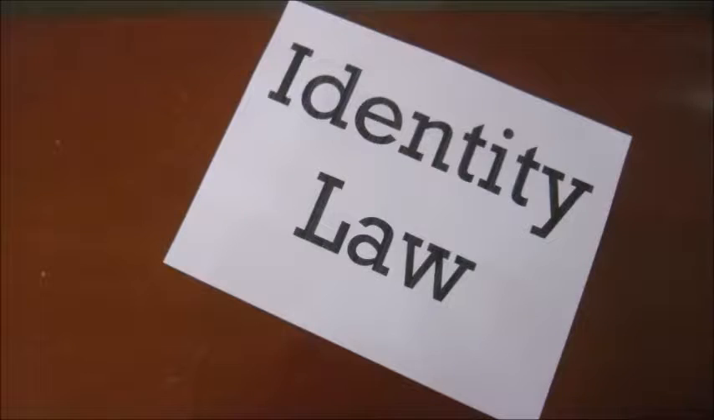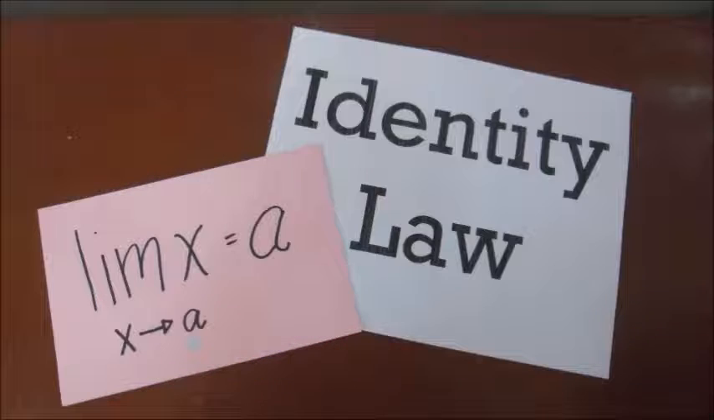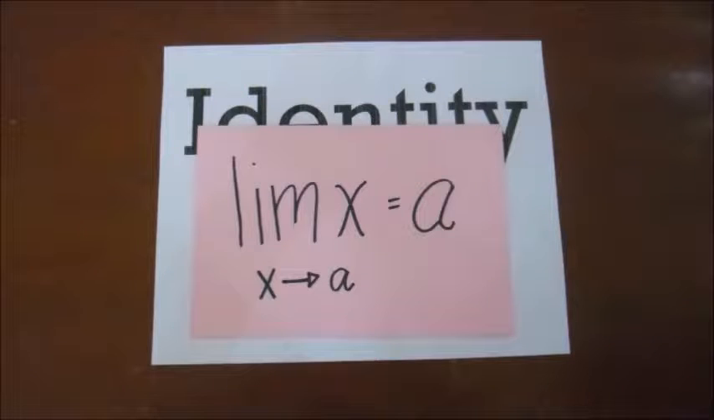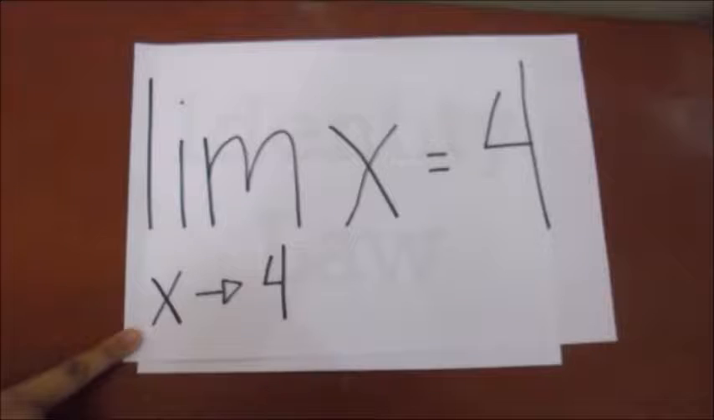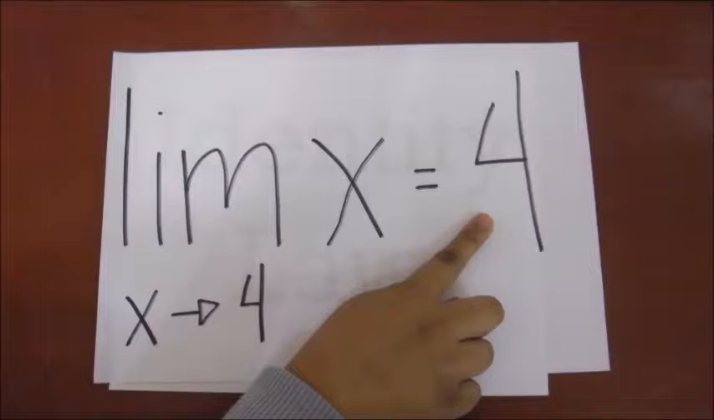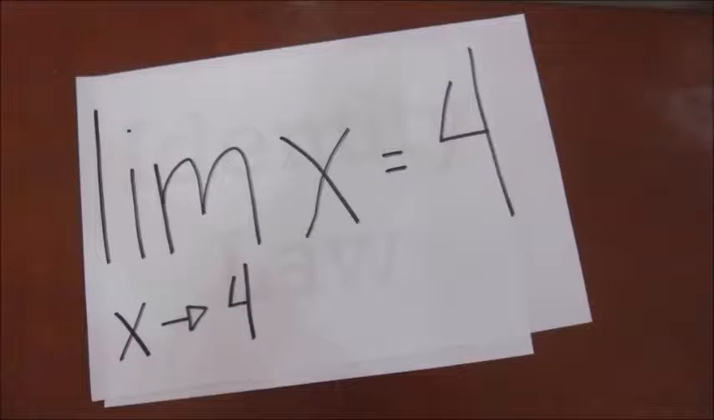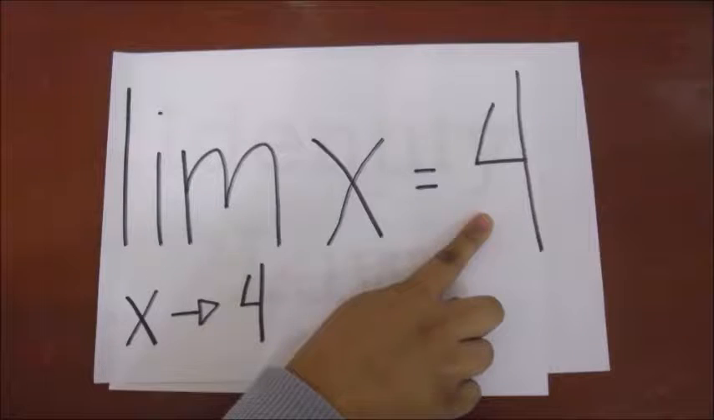Identity law. This law deals with the function y equals x. Since y and x are equal, whatever value x approaches, y will have to approach the same value. Example 2. The limit of x as x approaches 4 is equal to 4. Using the identity law, since x approaches 4, the answer is 4.